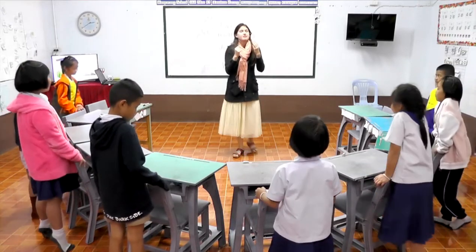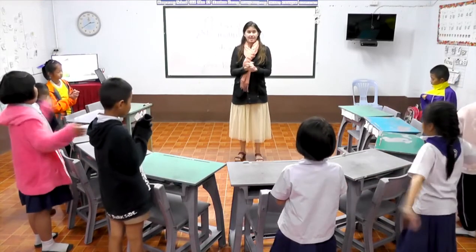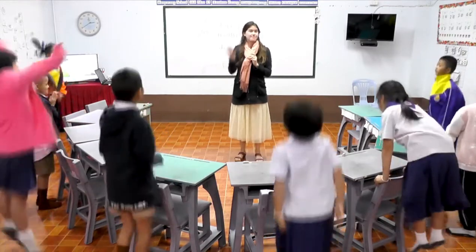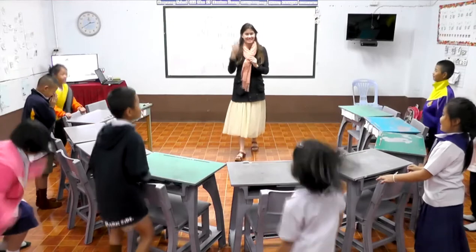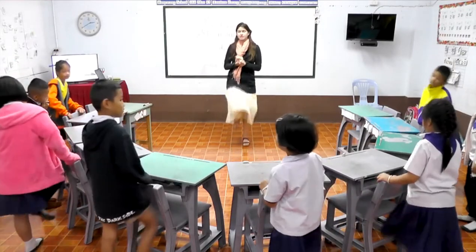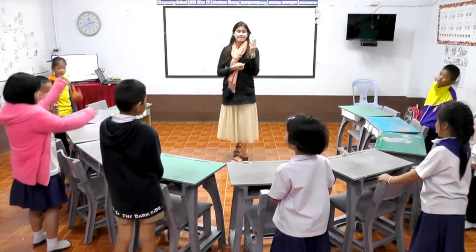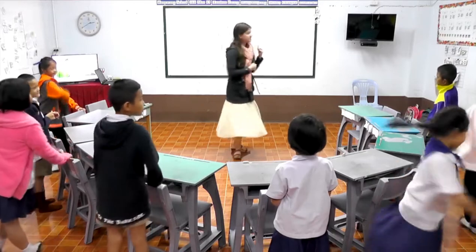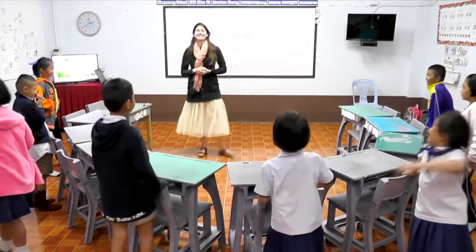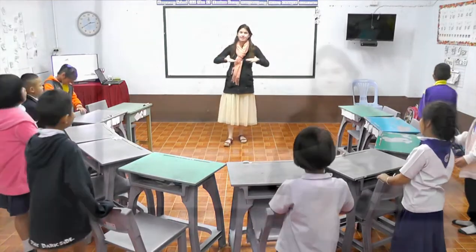Okay. Show me three big claps. One, two, three. Very nice. Show me three big jumps. How high can you jump? Let's take three big steps. One, two, three. And three big spins. Okay, after you do your three big spins, you can take a seat.